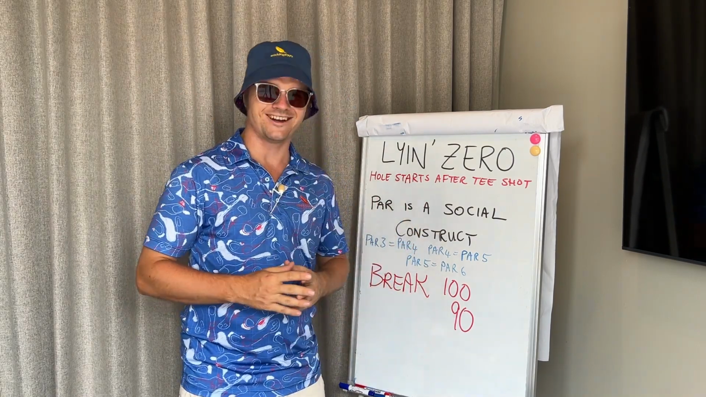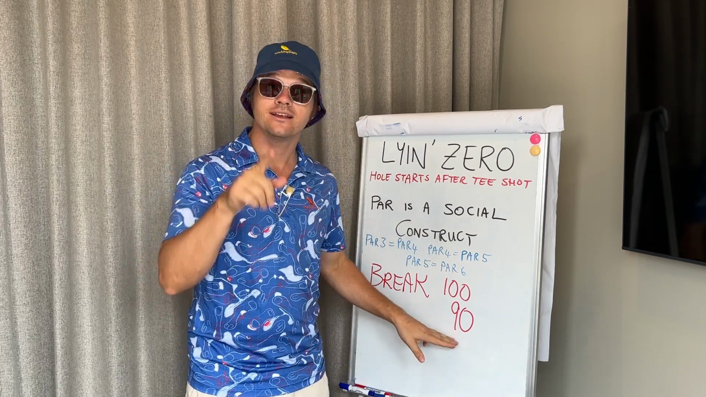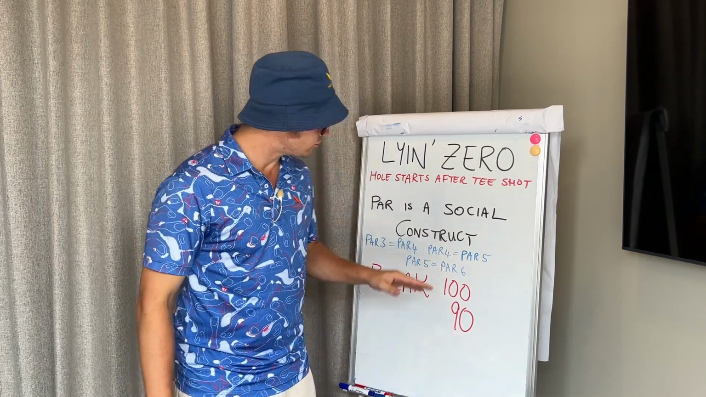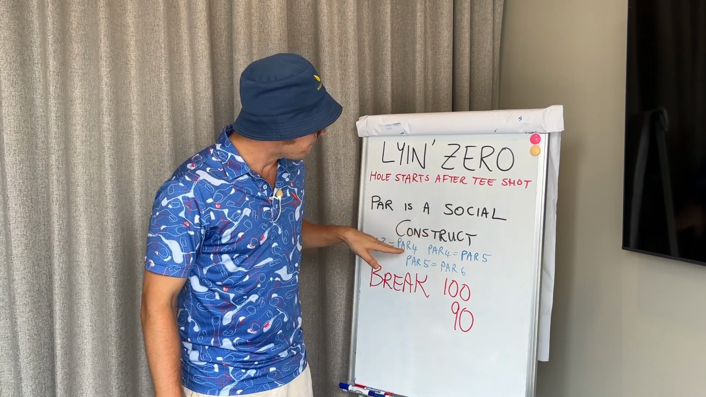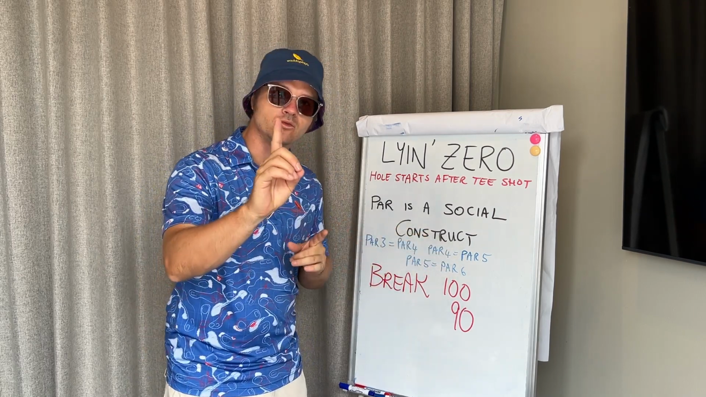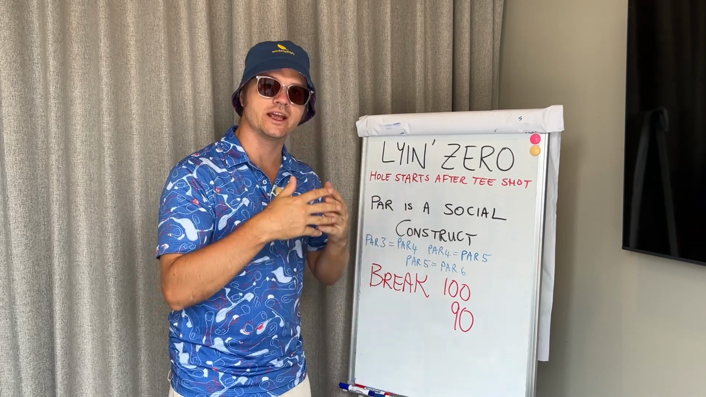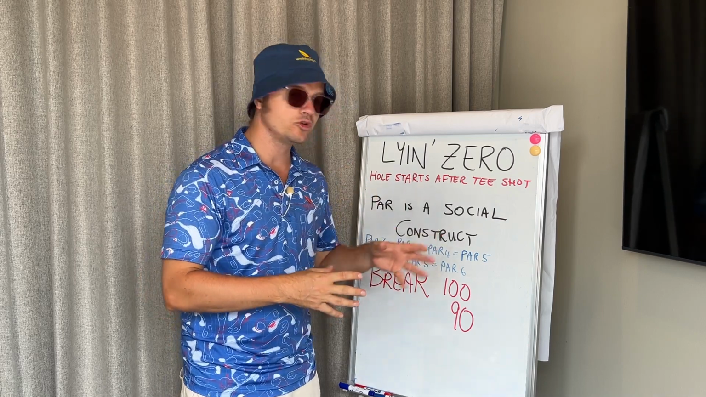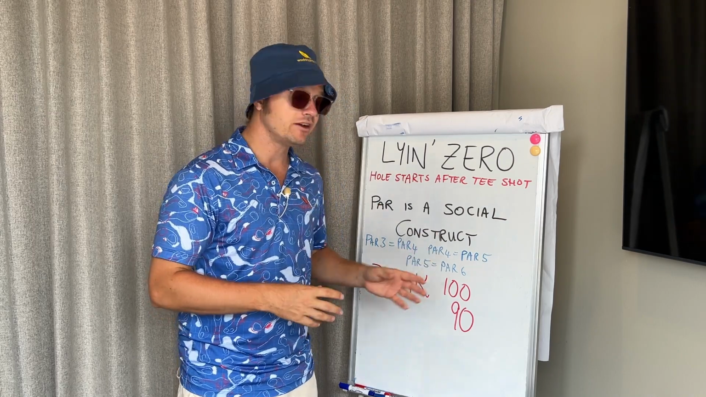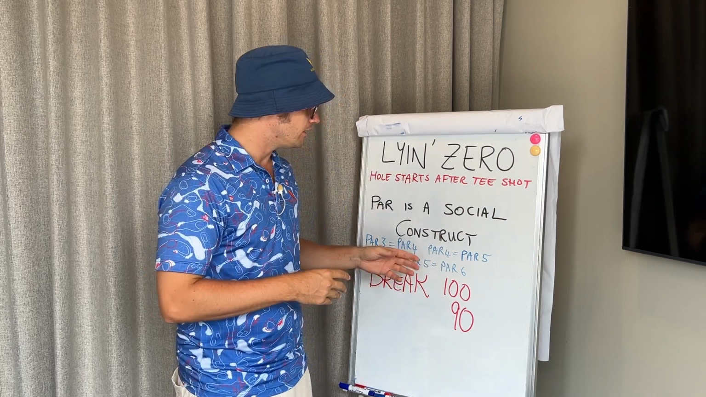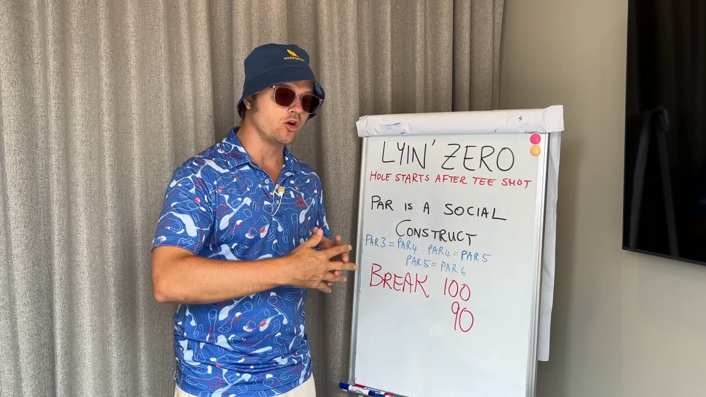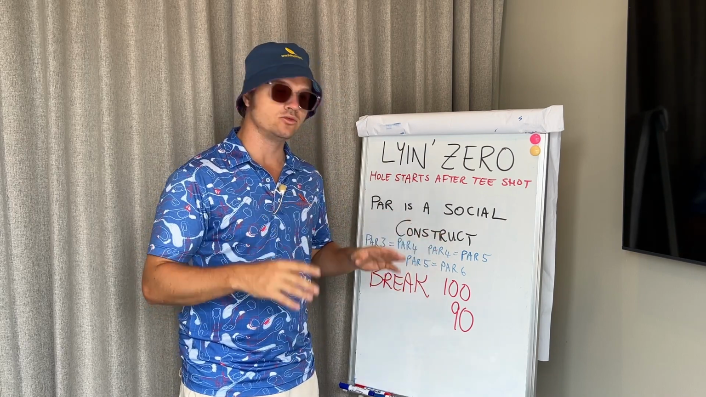Now, if you're trying to break 90, your par is 90. So what we do is we change the par of the holes by adding one stroke to every hole. So on a par 3, you're playing a par 4. On a par 4, you're playing a par 5. On a par 5, you're playing a par 6. This means that if you add that up over the whole 18 holes, it equals 90.